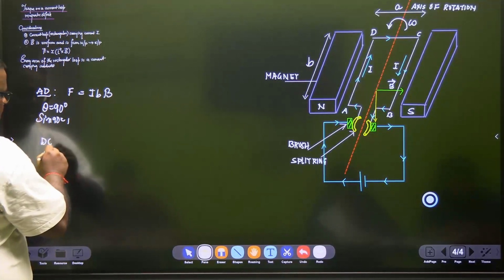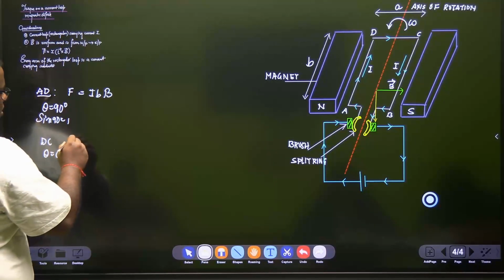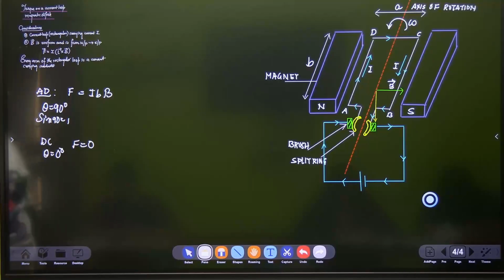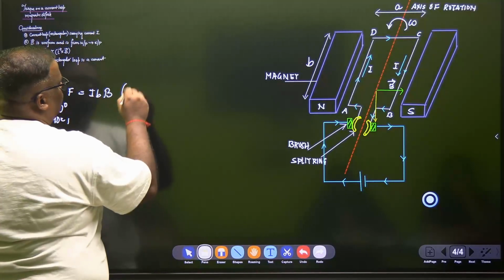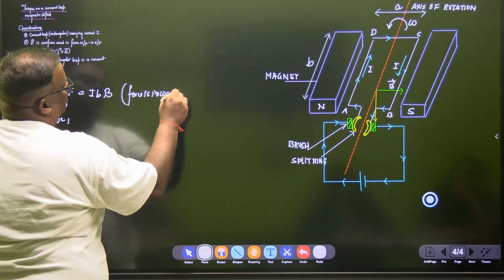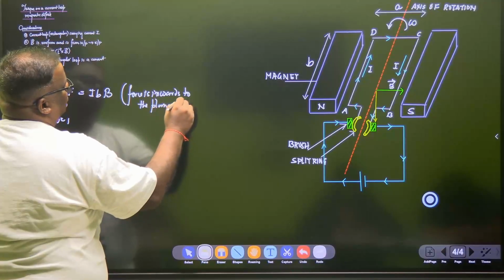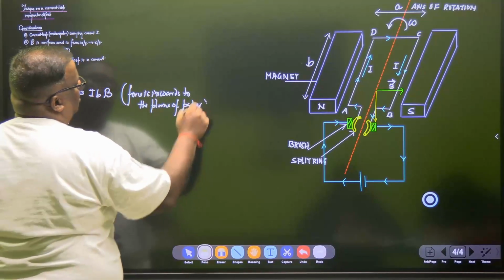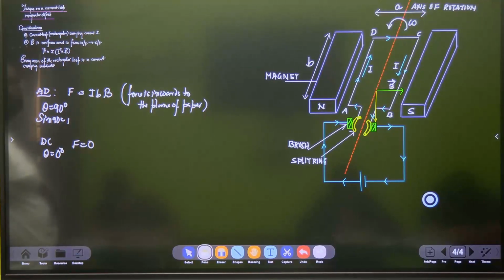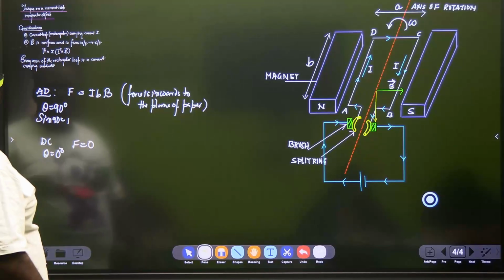Now come to DC. At DC, theta makes 0 degrees, right? Therefore, F will be equal to 0. Agreed? Right. Here we can mention one more thing. Force is inwards to the plane of paper. I'm writing paper. For me, it's a screen. For you, it's paper. It's inwards. Have you understood? Okay. At DC it is 0.